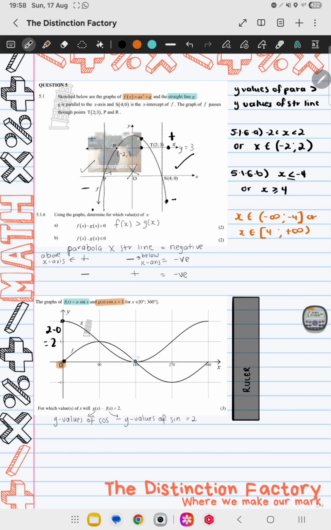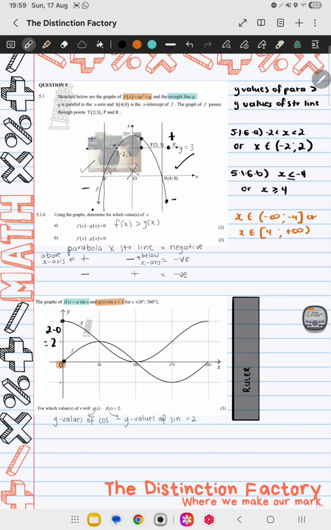Let's look at when x is 180. Now, if we're looking at our g of x graph, which is the cos graph, its x value is 180, but the y value is here at 0. And if we're looking at the sine graph, its y value is also going to be 0. And when I say 0 minus 0, I end up with 0, but I was supposed to end up with 2. So that does not answer the question. Let's go on to our next bits.